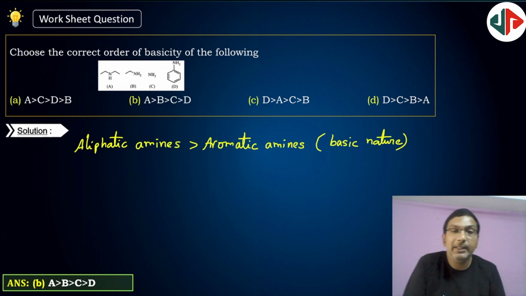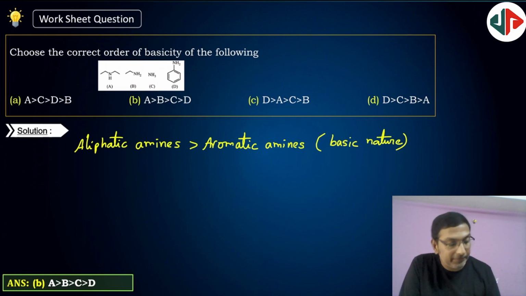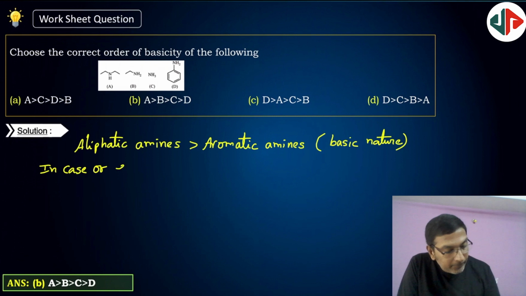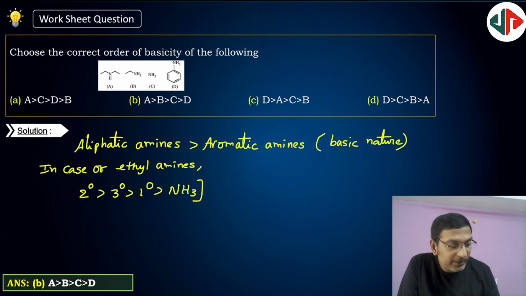So the aromatic amine is aniline here, the last compound. A, B, C are aliphatic. Next, in case of ethyl amines, the basic order is secondary, tertiary, primary and NH3. Remember this order, basic nature.